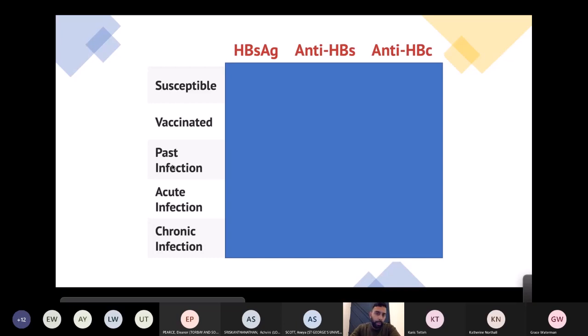So will they have a surface antigen? They won't, because they haven't been infected previously. They won't have the antibody for the surface because they haven't been infected, nor have they been vaccinated. If they haven't been infected previously, they won't have the core antibody, the anti-HBc.